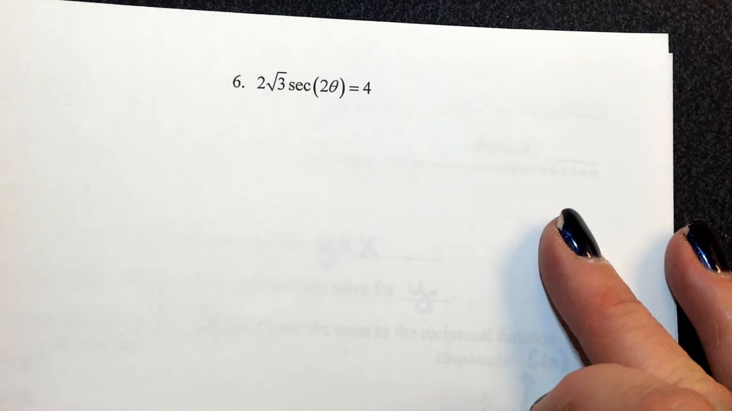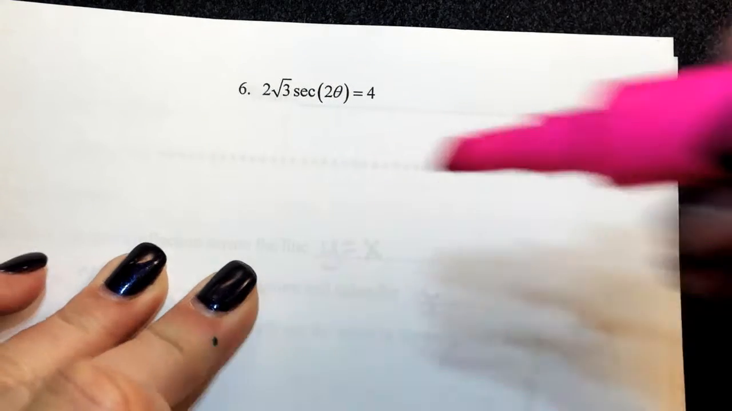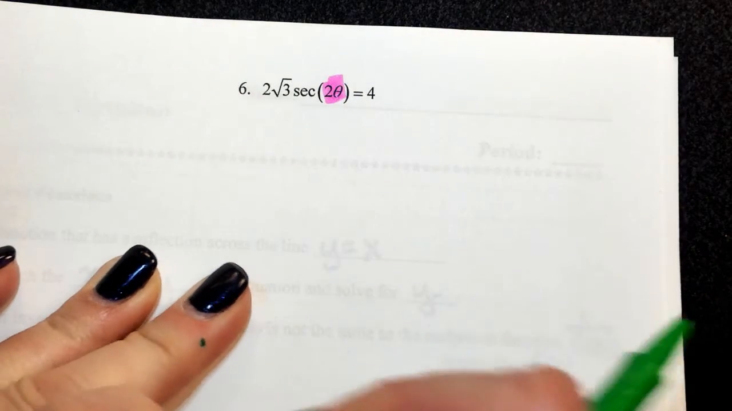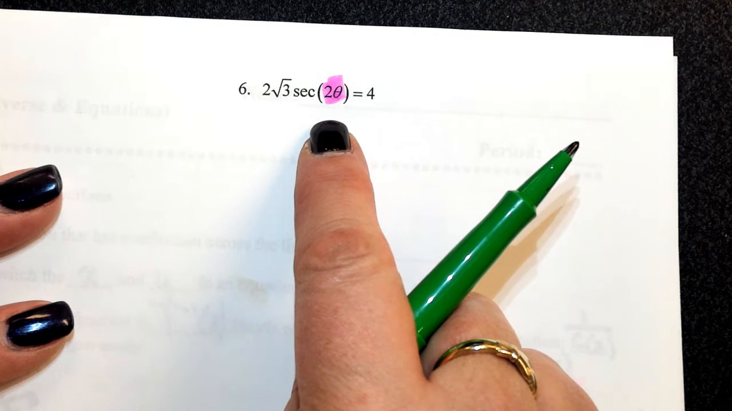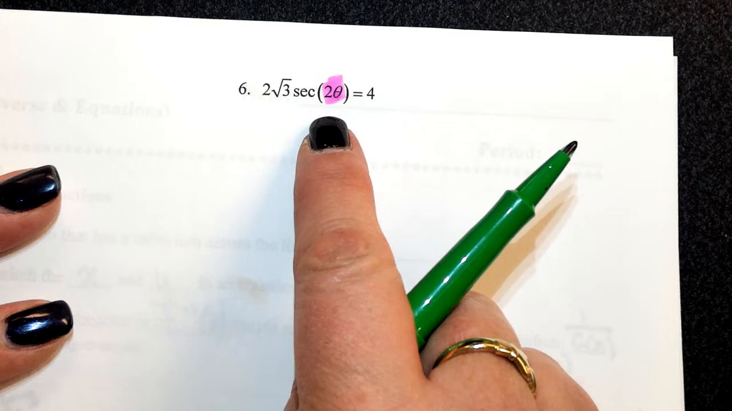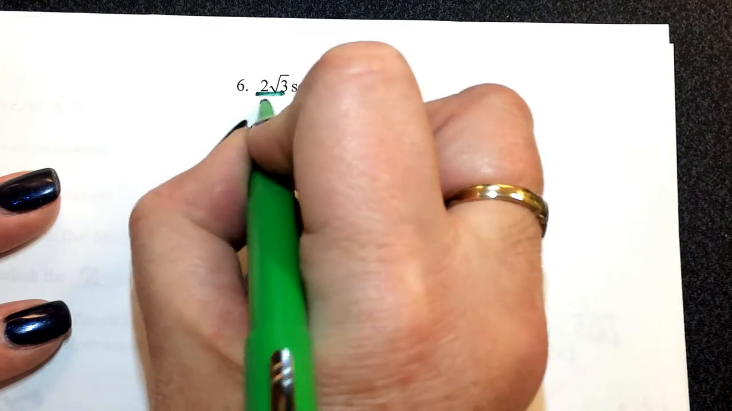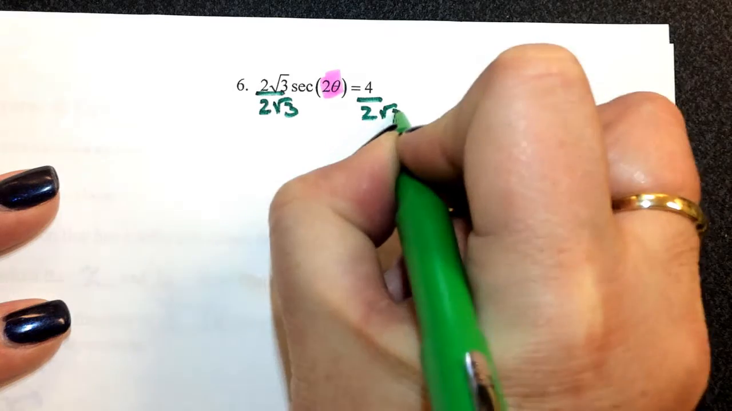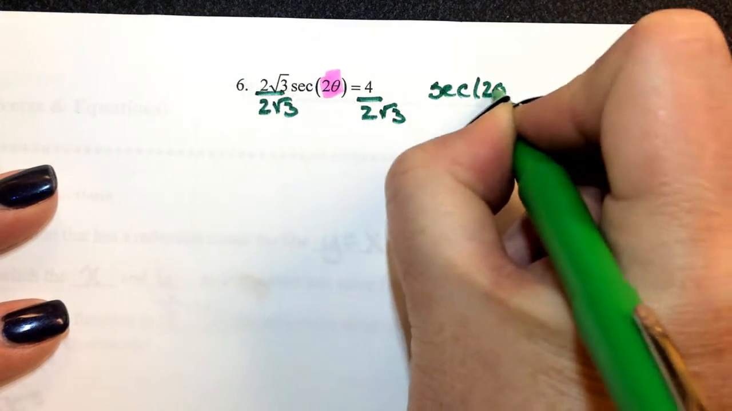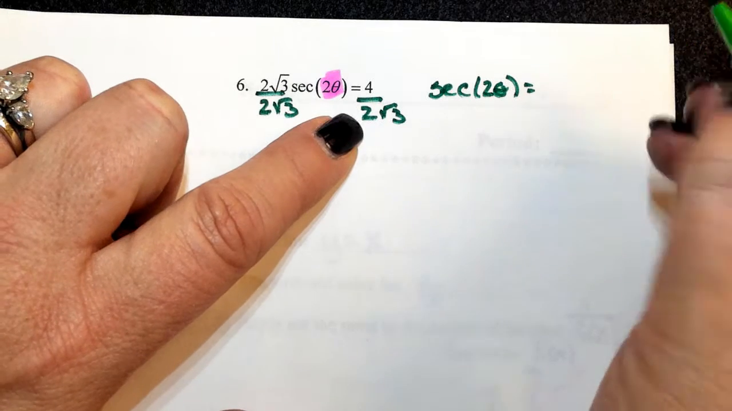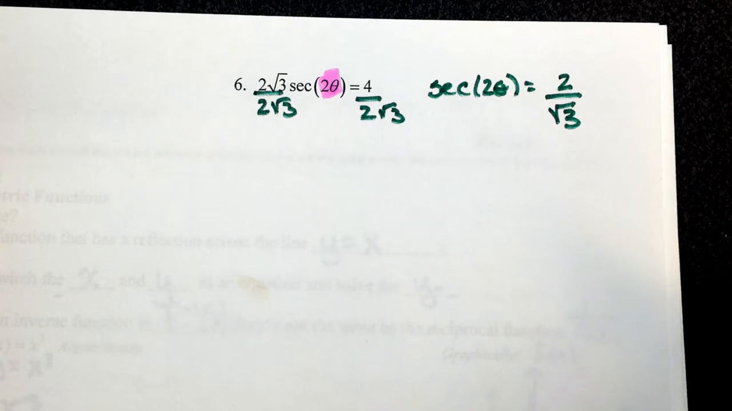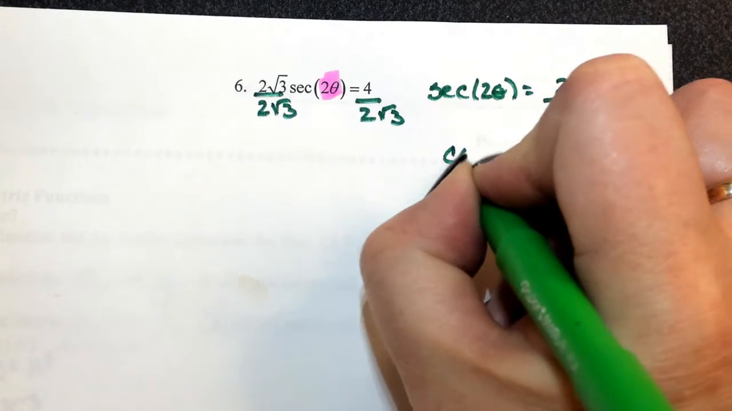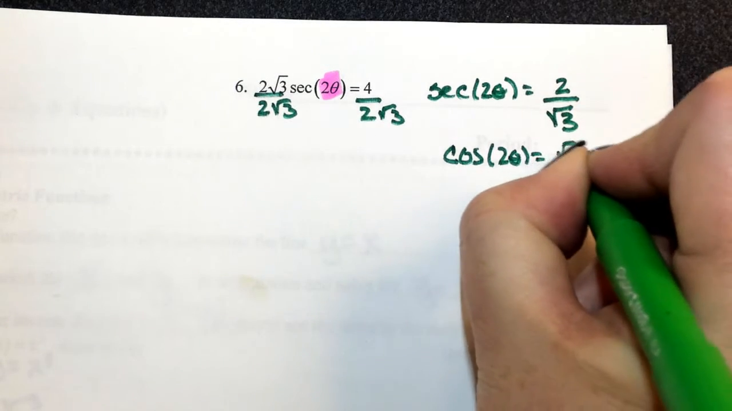Okay, so again, you've got that theta with a coefficient of 2. We have to get secant by itself, so what's going to be your first step? Divide by 2 square root 3. So I have secant of 2 theta equal to 4 divided by 2 square root 3, which is going to give me 2 divided by square root 3. Well, secant is the reciprocal of what? Secant is the reciprocal of the cosine. So I could rewrite this as the cosine of 2 theta is equal to the square root of 3 over 2.